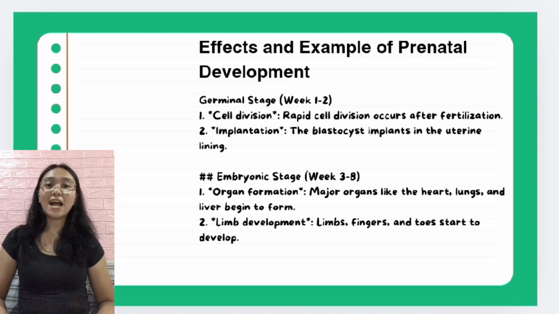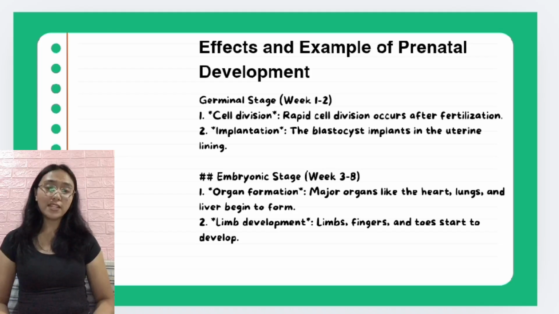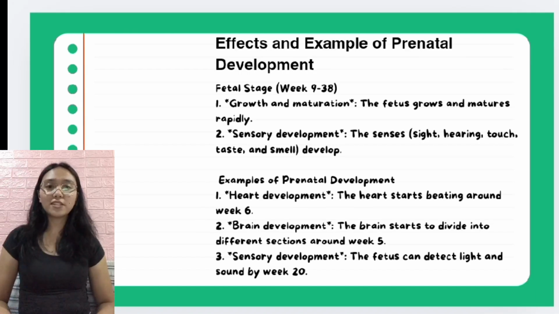Facial features: eyes, ears, and a mouth start forming. Example, by the end of this stage, the embryo resembles a small human with distinguishable features, though still very tiny, around 1 inch long. Next, fetal stage, week 9 to 38.